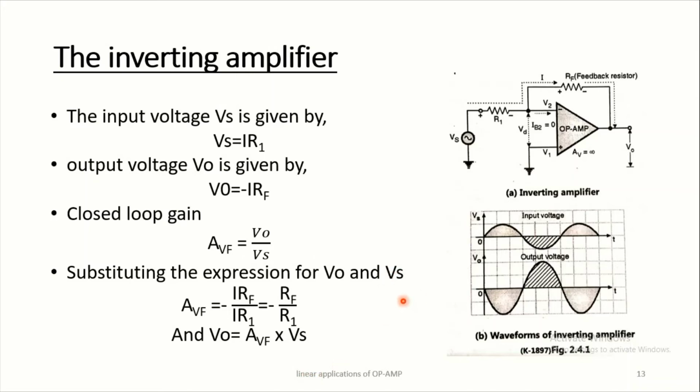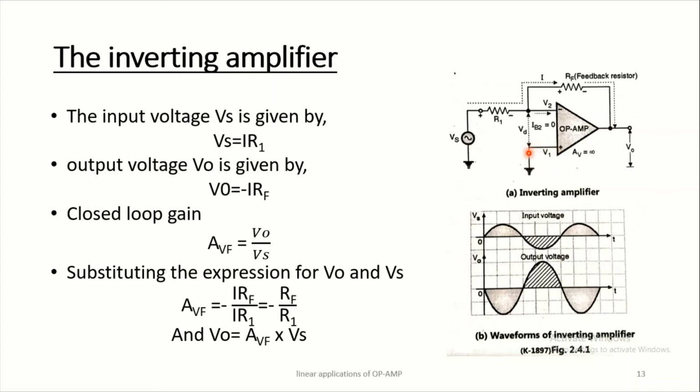The signal to be amplified, Vs, is applied to the inverting terminal via the resistance R1. The other resistance Rf, called the feedback resistor, is connected between the output and the inverting input terminal. The definition of a feedback resistor is the resistance connected between the output and the inverting input terminal. It introduces negative feedback. The non-inverting input terminal is connected to the ground.